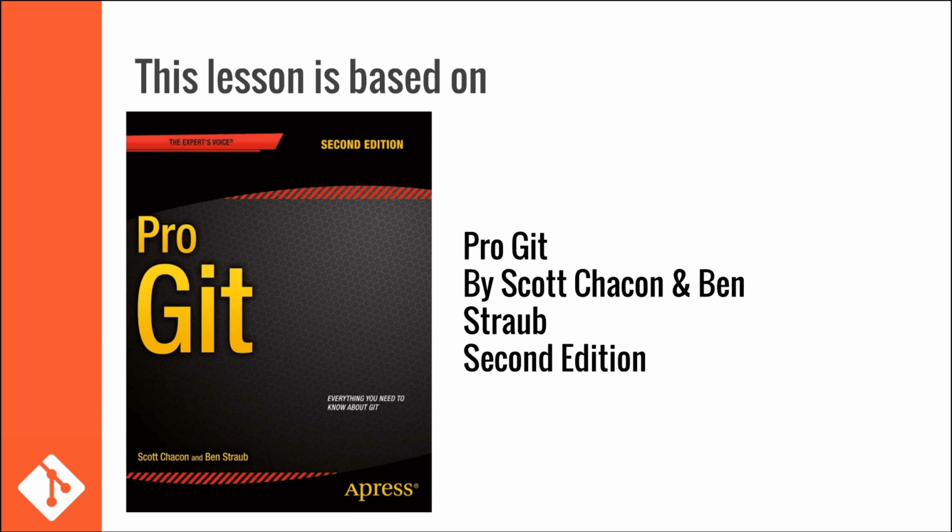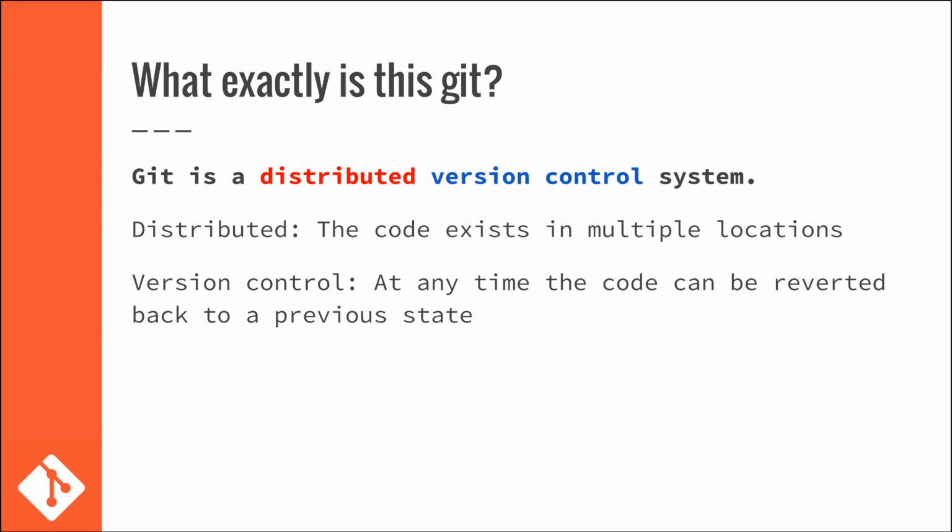So this lesson's based on the Pro Git book by Scott Chacon and Ben Straub. You can find this online for free through the Git SCM website if you want to go more in depth into what we're going to talk about today. So let's start with what exactly is this Git thing.